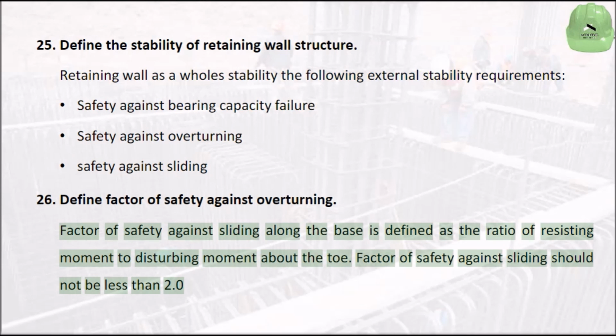Define factor of safety against overturning. Factor of safety against overturning is defined as the ratio of resisting moment to disturbing moment about the toe. Factor of safety against overturning should not be less than 2.0.